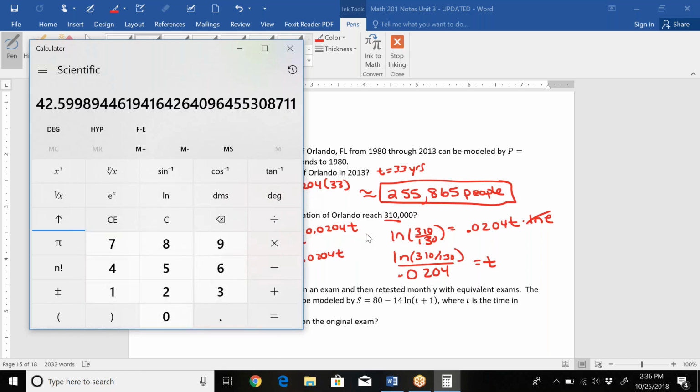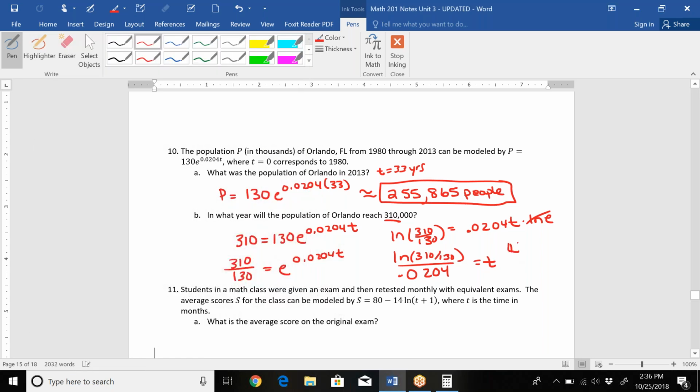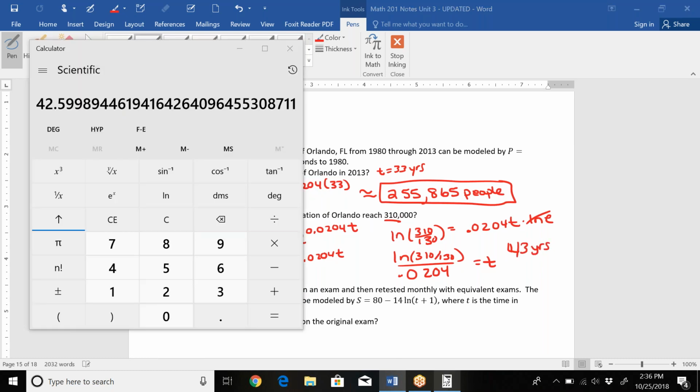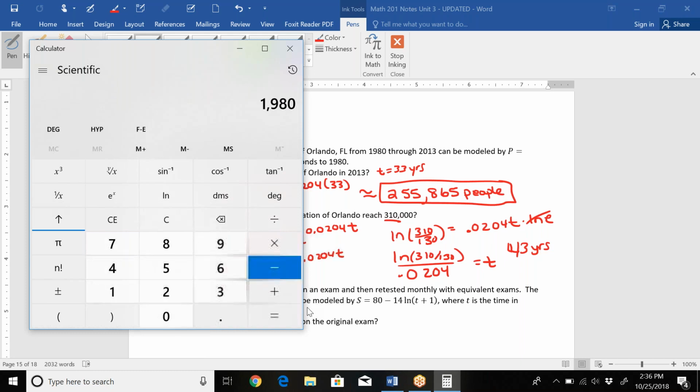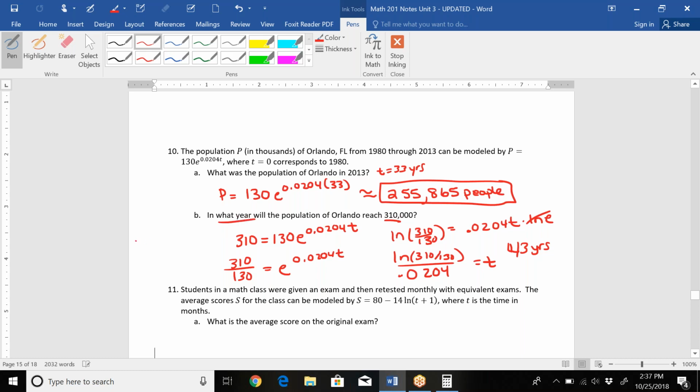So that is 42.5 years, so it's going to be about 43 years, because it'll round up. So then we can find actually what year that is. So just go back to 1980 and add 43, because they did ask us for the year that it happens in. So in what year? The year would be 2023.